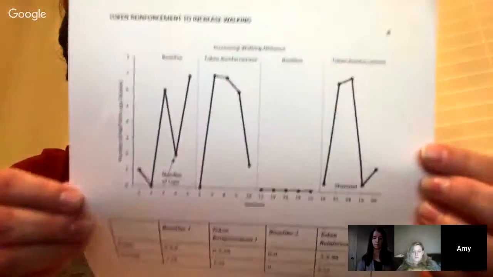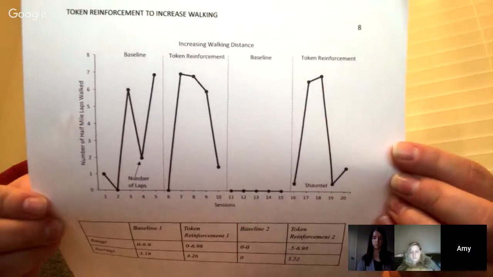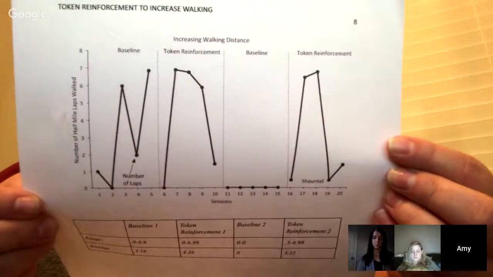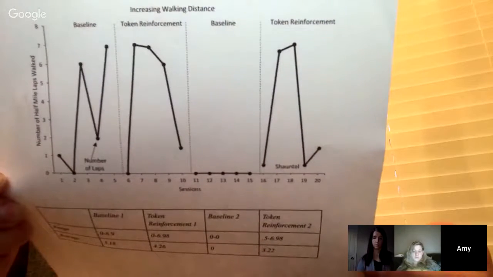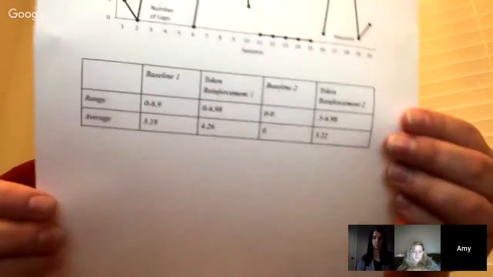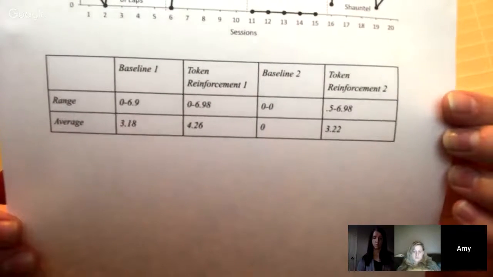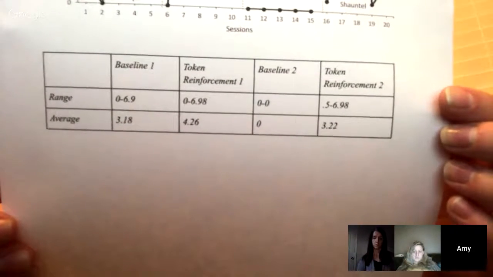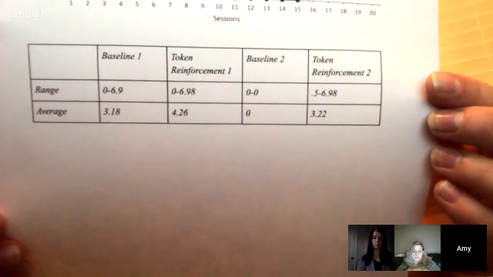Secondly, we have Chantel's graph. So she has a baseline 1, token reinforcement, baseline 2, and token reinforcement 2. On the bottom, we can see her average and her range. For her baseline, it was a 0 to a 6.9. Her average was a 3.18.